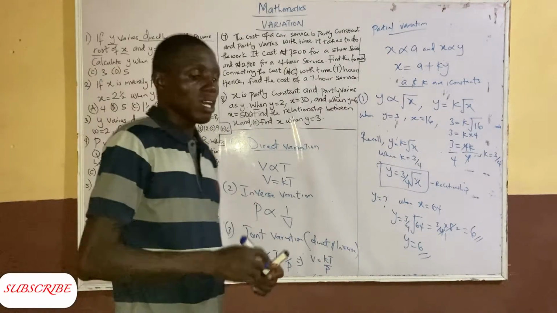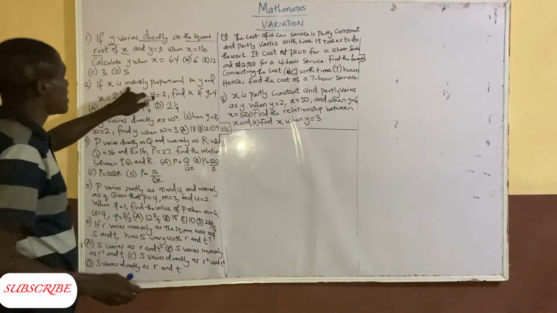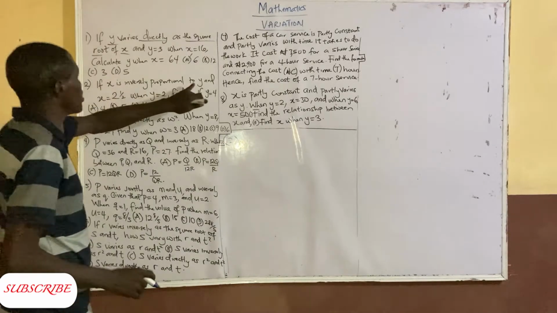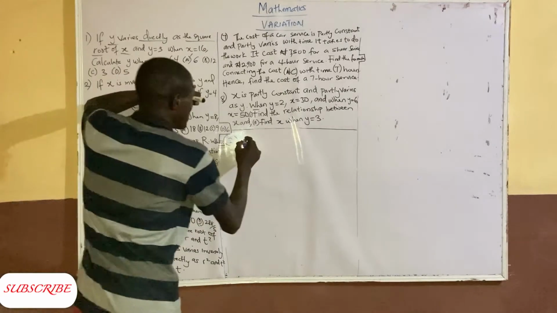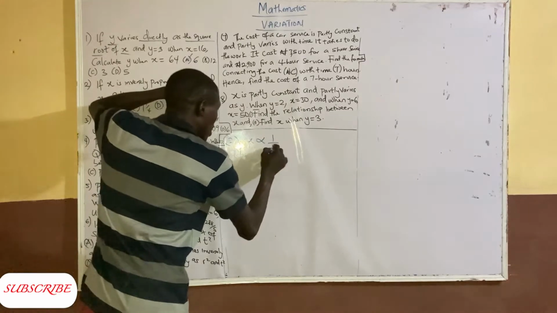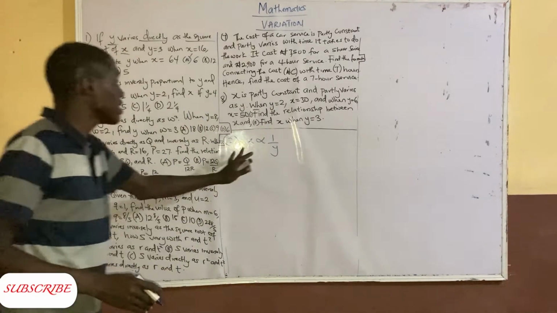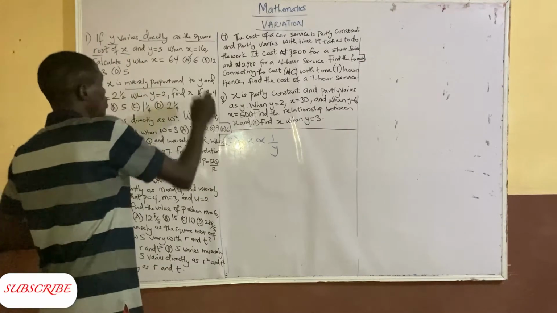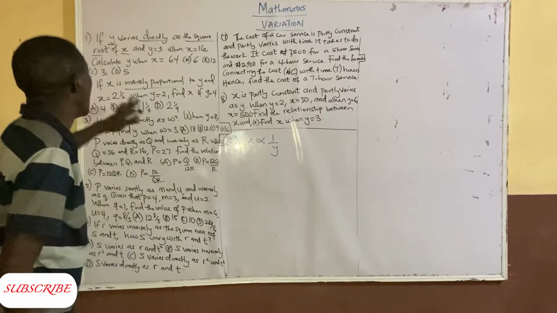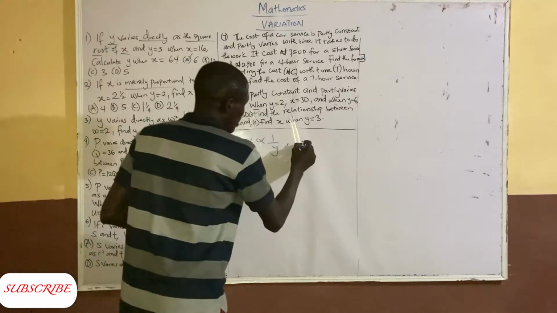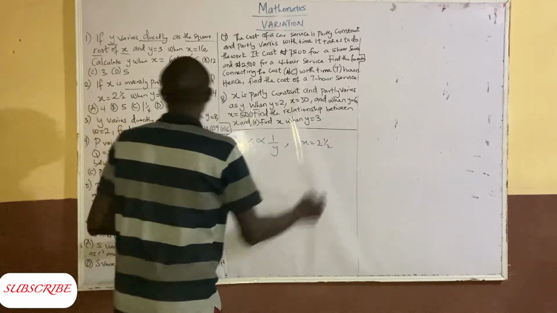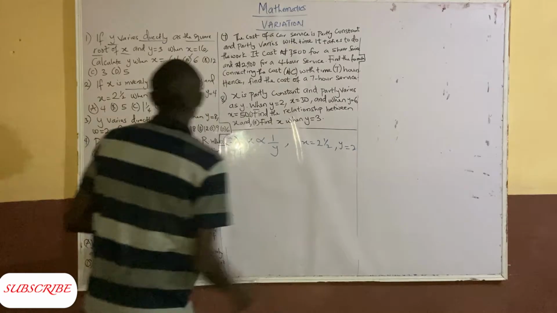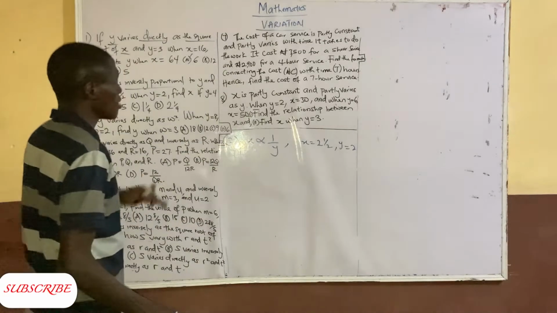So that is that. Question 2 says that if x is inversely proportional to y, inversely means x is proportional to 1 over y, because inversely proportional means 1 all over. So 1 over y. And x is 2 whole number 1 over 2 when y is equal to 2. Find x.